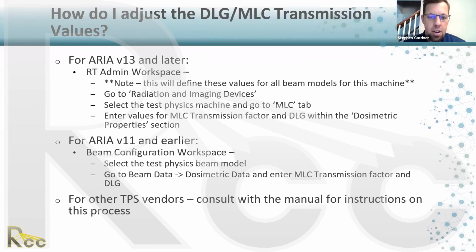For ARIA version 11 and earlier, you would define these values in the beam config workspace. So you go to beam data, dosimetric data, and then enter the MLC transmission and the DLG. For other treatment planning systems, I can't go over all those right here, but you would want to consult with the vendor either via the manual or their help desk for instructions on how to change these types of parameters.